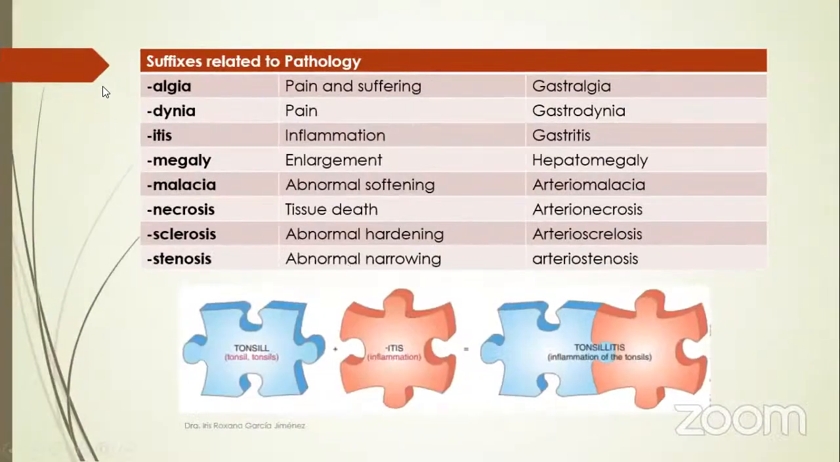More suffixes. They are related to pathology. It's the same as in Spanish. As you can see, there are some letters that are changing because that's the difference in languages, but the meaning is the same. Algia, pain and suffering, for gastralgia, for example. Dynia, just pain, for gastrodynia. Itis, the inflammation, for gastritis. Megaly, the enlargement, hepatomegaly. Malacia, abnormal softening, arteriomalacia.